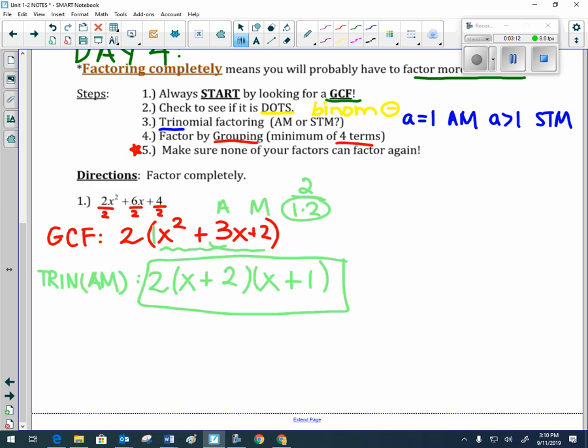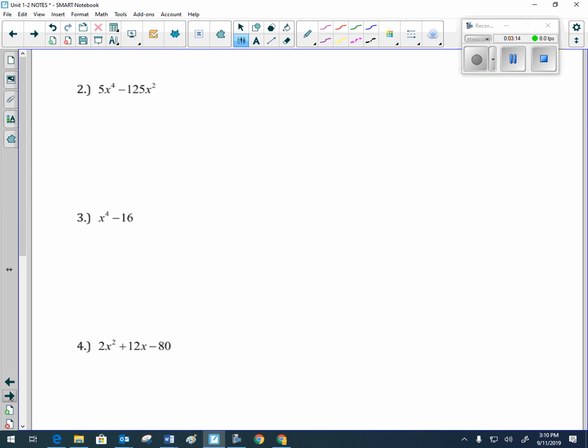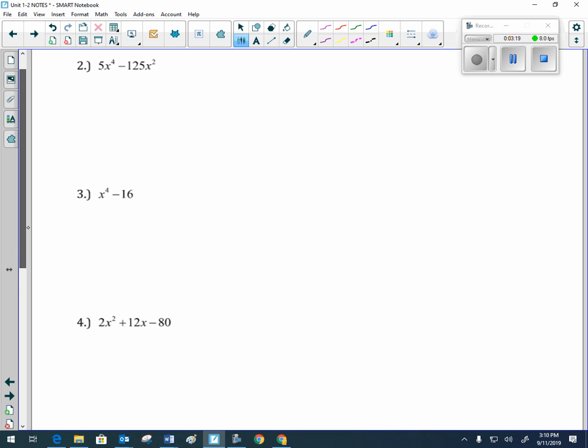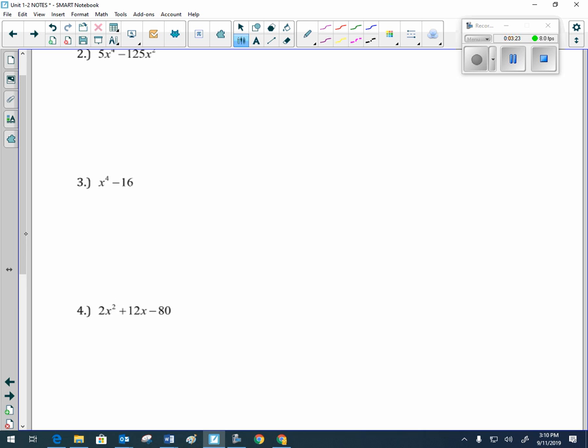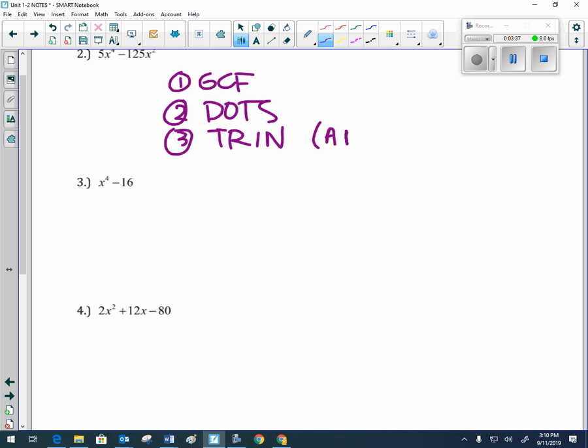When we go on to the next page, we are going to skip question number 2, but we are going to go to question 3. In question 3, remember, if we talk about our steps of factoring, I'm going to jot those down here as a reminder for you. We look for GCF first, dots second. Trinomial is our third kind that we look for. And remember, it could be add multiply or split the middle. And then, of course, we do look for grouping as our fourth kind of factoring.